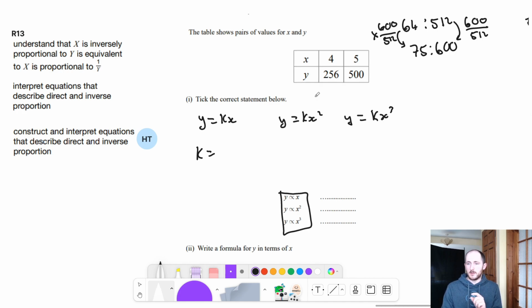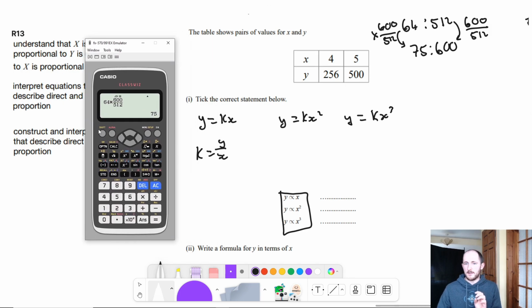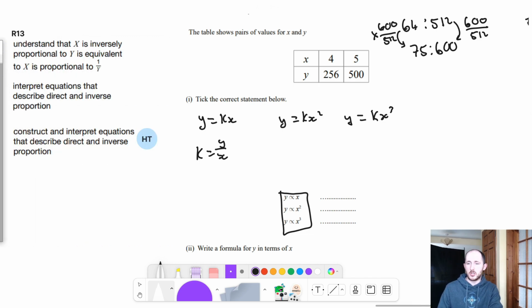So what I'm going to do is k is equal to y over x for both values. So I have 256 over 4 gives me 64, right? And 500 over 5 gives me 100. So I know for a fact it's not kx. This one, it's y over x squared.